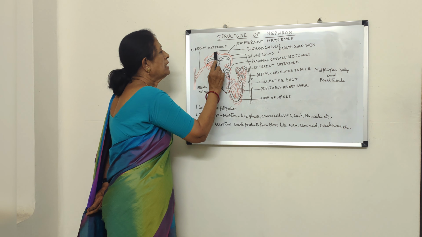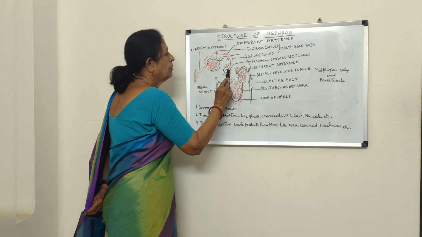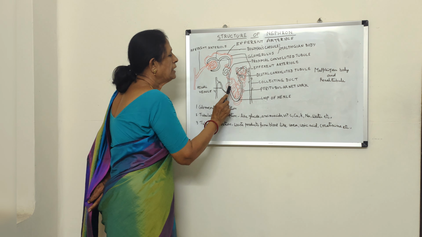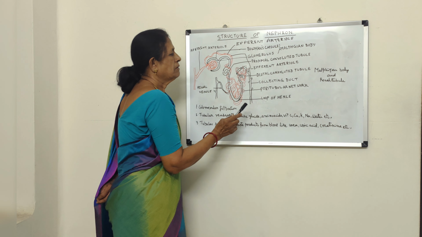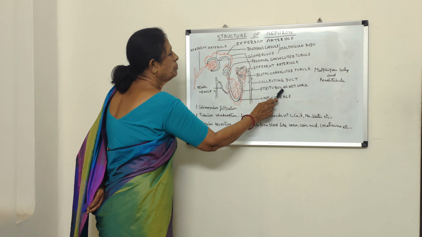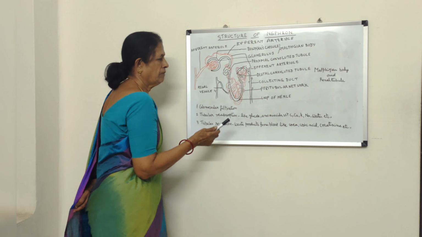And now let us see what happens to the efferent arteriole. This efferent arteriole surrounds the renal tubule. It forms a network-like structure which is called a peritubular network.